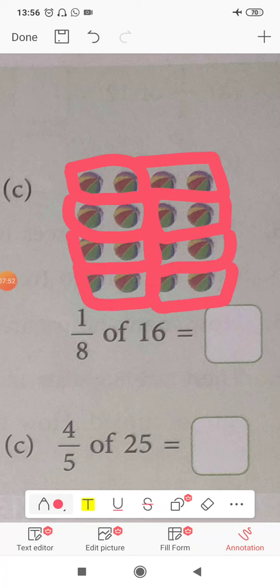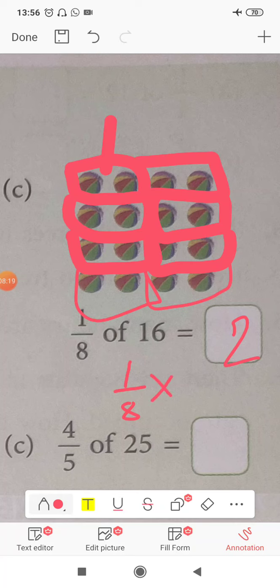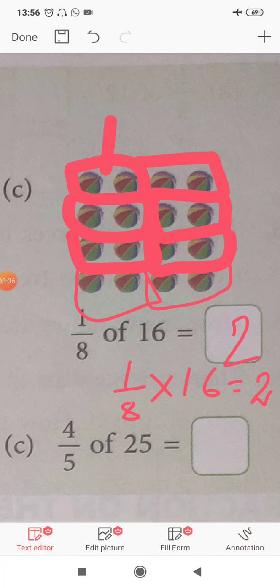It is equal to 2. So what is the answer? It is equal to 2. Okay, so 1 by 8 of 16 is equal to 2. If we find it by formula, what is the formula? 1 by 8 multiplied by 16. So first we will multiply the numerator 1 into 16, then divide by 8. So then also the answer will be 2. Okay everyone, now let's move on to the next question.